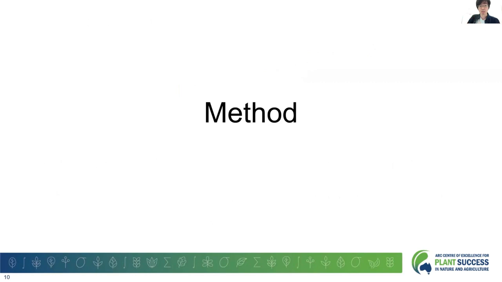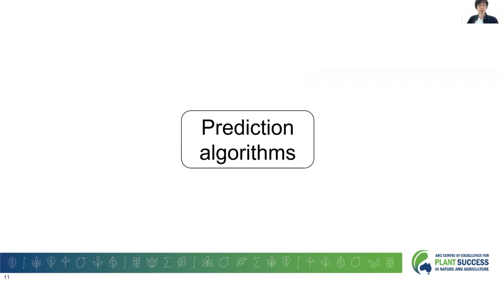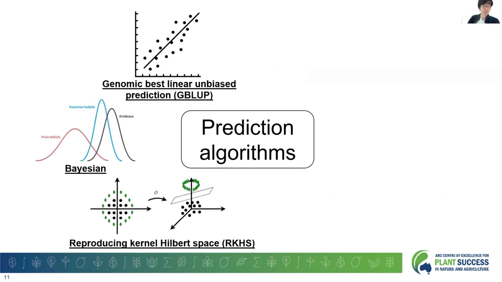Let's move to the next section, the method part. So in gene prediction for crop breeding, we have a bunch of different prediction algorithms. One typical example can be this. For example, we can develop a genetic marker information matrix to predict the target phenotypes by using the genomic best linear unbiased prediction, GBLUP, method.